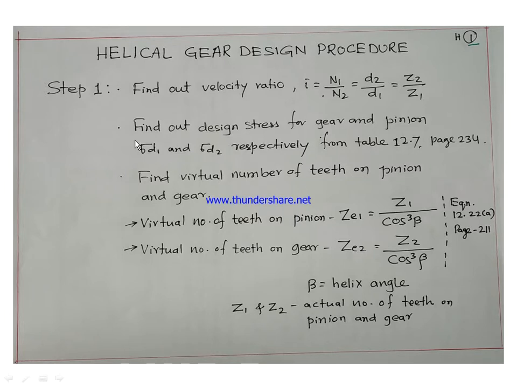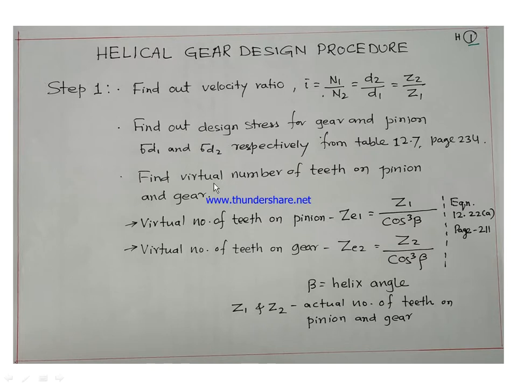Now the second thing is to find out the design stress for gear and pinion, that is sigma D1 and sigma D2 respectively, from table 12.7, page 34, of the K. Balaveera Reddy and Mahadevan Design Data Handbook.